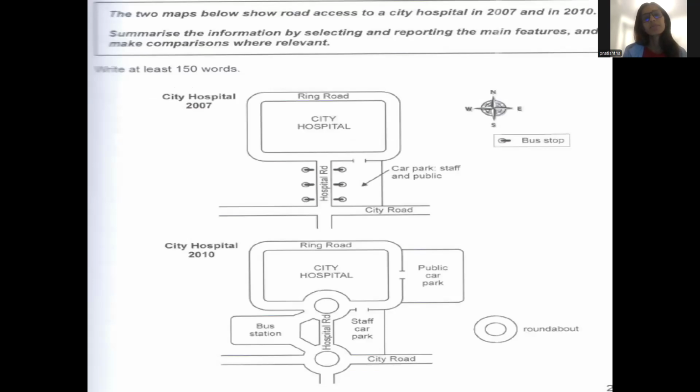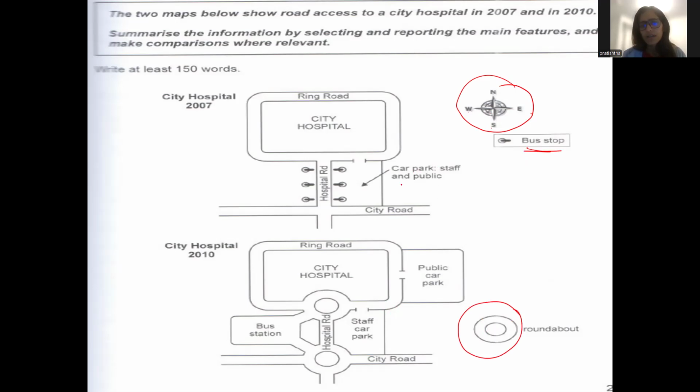So now, for example, this is the question, right? You see it's City Hospital in 2007 versus City Hospital in 2010. So again, what can we see? We can see north, south, west, east. So if this sort of map is given, always use it. The bus stop was there, but now there's a roundabout. So the bus stop is gone.